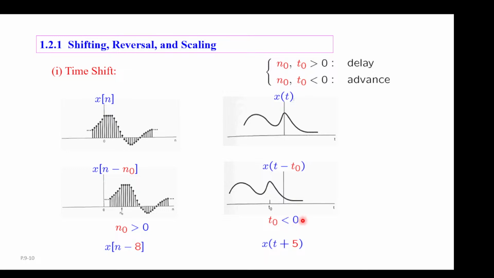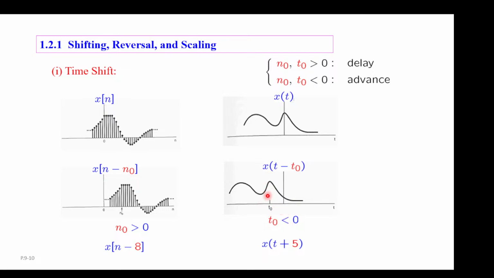Similarly, in the other direction, if the shift t0 is less than 0, so that you actually have t plus 5 here, then the whole signal is shifted leftward and is advanced by this t0 time. Here you see that t0 is 5, so t0 is actually negative.